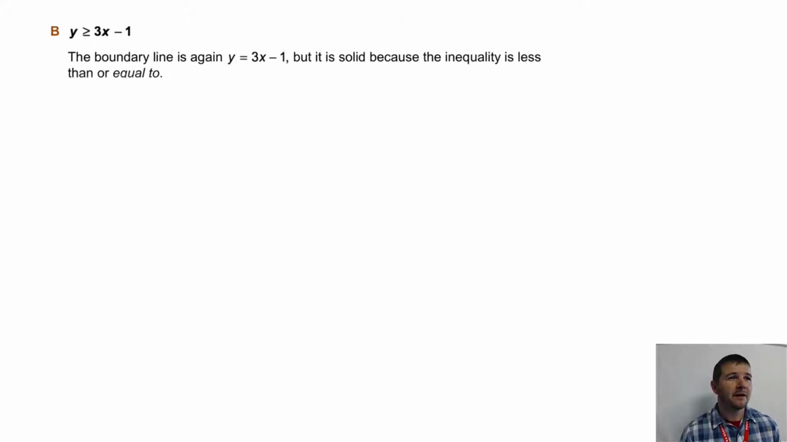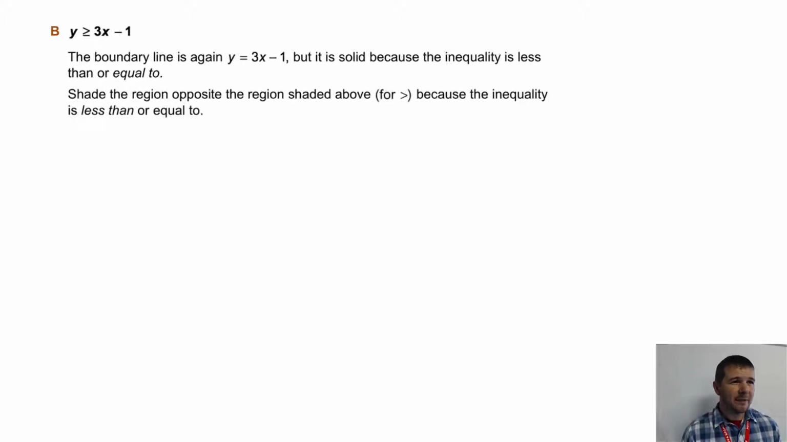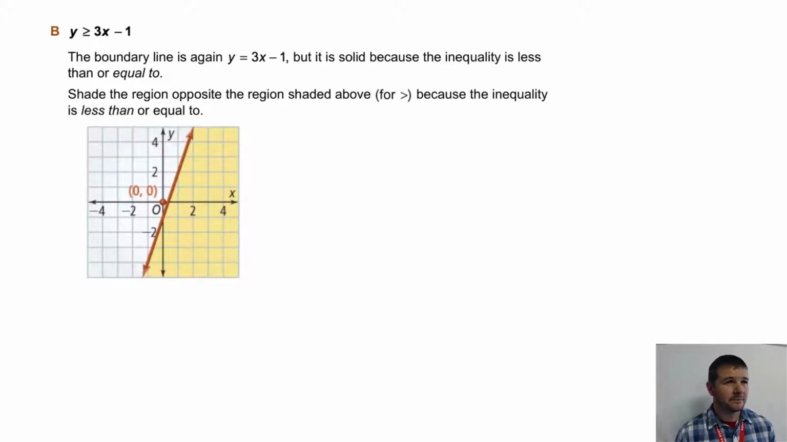Part B. What about y is less than or equal to 3x minus 1? The boundary line is once again y equals 3x minus 1, but this time it's solid because the inequality is less than or equal to. Shade the region opposite the region shaded above, which was shaded for greater than, because the inequality is less than or equal to. You can also check the point (0, 0).